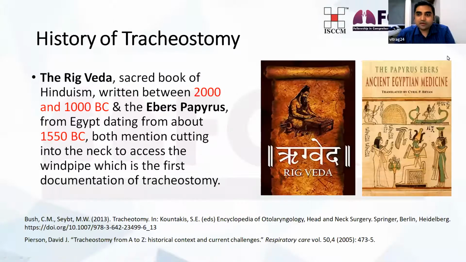The history of tracheostomy is also quite ancient. The Rig Veda, the sacred book of Hinduism, written between 1000 and 2000 BC, and the Egyptian literature, the Ebers Papyrus, in 1550 BC, both mention cutting into the neck to access the windpipe, which is the first documentation of tracheostomy. So we can see intubation and tracheostomy both have quite an old history in our ancient literature, Egyptian and Hindu both.